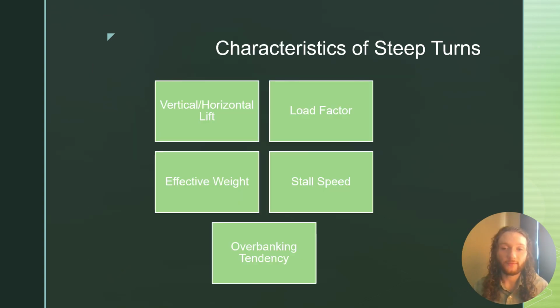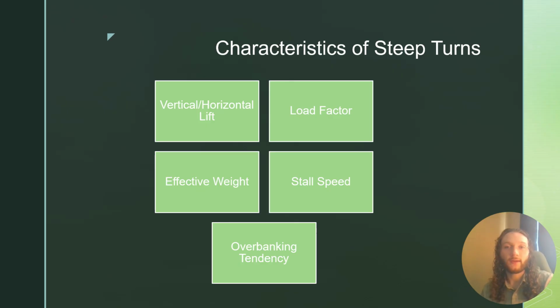Some important characteristics of steep turns to keep in mind are the vertical and horizontal lift. A portion of your vertical lift is being turned into a horizontal component of lift when in a steep turn, and because of this, you have to pull back on the elevator to make sure you have sufficient vertical lift during the turn. Load factor is a major factor during these turns.